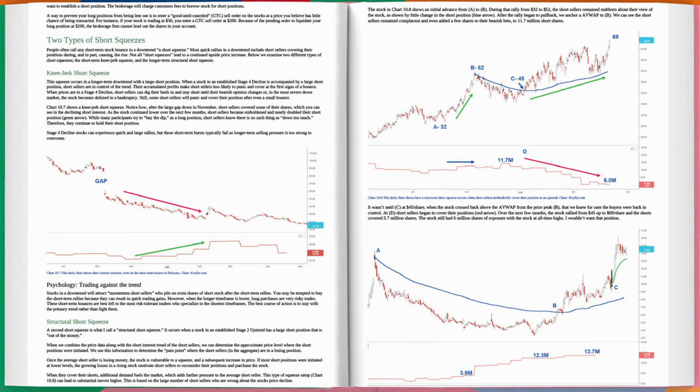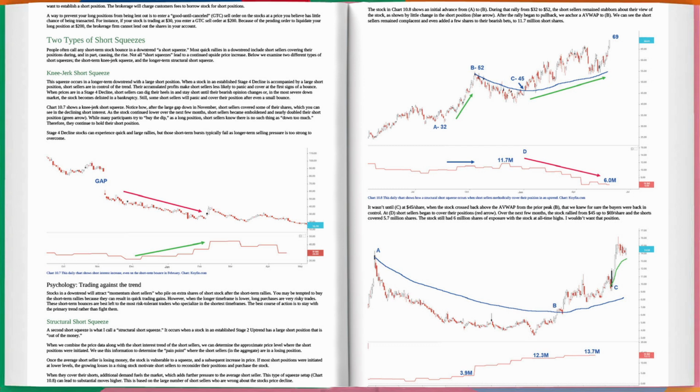A way to prevent your long positions from being lent out is to enter a good-until-canceled, GTC, sell order on the stocks at a price you believe has little chance of being transacted. For instance, if your stock is trading at $30, you enter a GTC sell order at $200. Because of the pending order to liquidate your long position at $200, the brokerage firm cannot lend out the shares in your account.